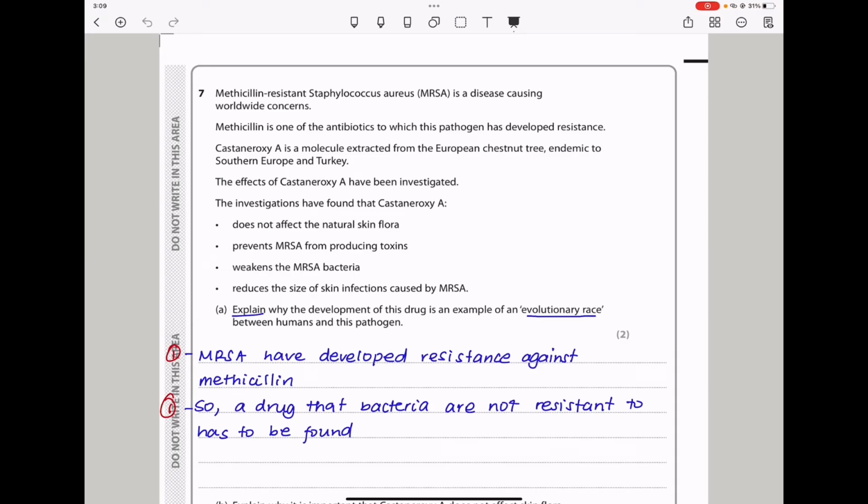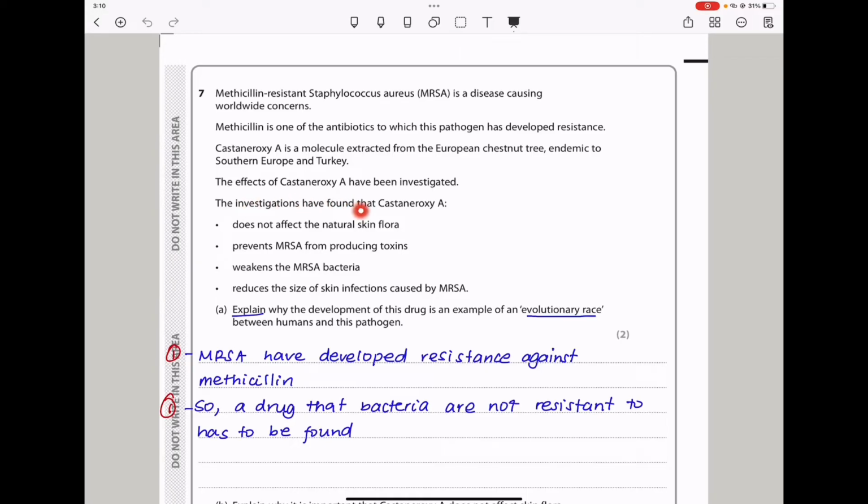Question 7. Methicillin-resistant Staphylococcus aureus is a disease-causing worldwide concern. Methicillin is one of the antibiotics to which this pathogen has developed resistance. Castaneroxy A is a molecule extracted from the European chestnut tree endemic to southern Europe and Turkey. The effects of Castaneroxy A have been investigated.